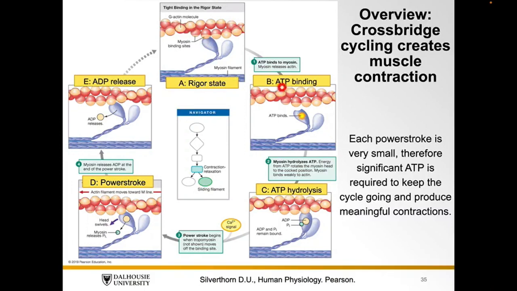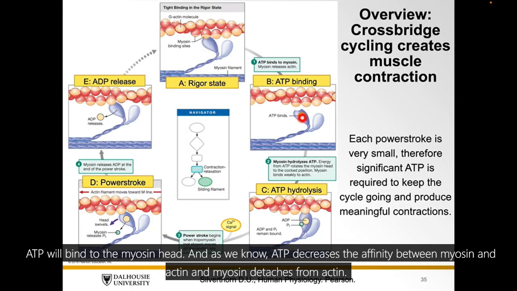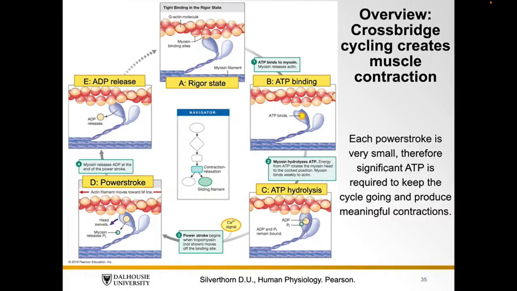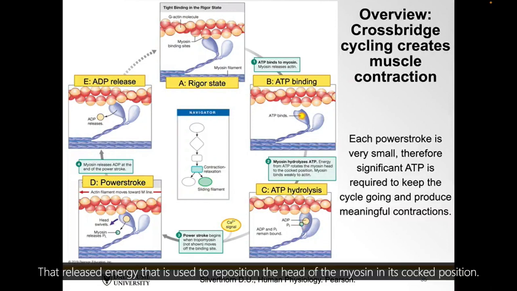Because as soon as ATP is available, and it's always available, ATP will bind to the myosin head. And as we know, ATP decreases the affinity between myosin and actin, and myosin detaches from actin. Immediately after, the myosin ATPase in the head will break down the ATP and convert it to ADP and phosphate. That released energy is used to reposition the head of the myosin in its cocked position.